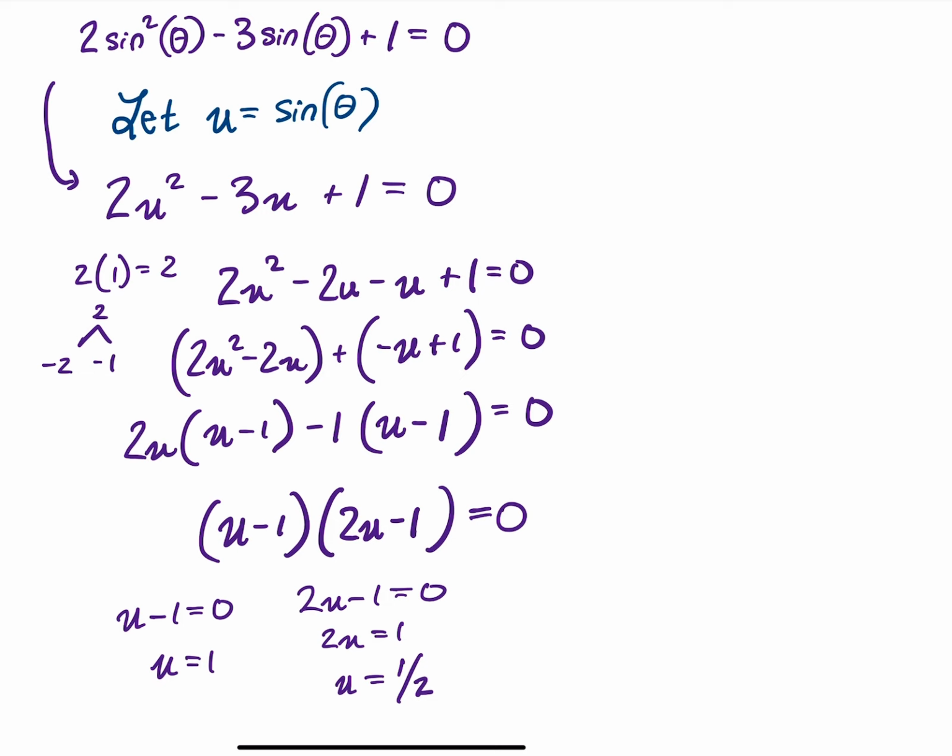But let's remember what u was. We said u was the sine of theta, so we need to undo this substitution. So instead of u, I will say the sine of theta equals 1, or the sine of theta equals 1/2.